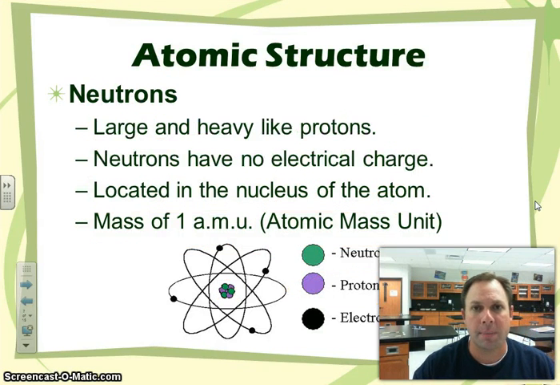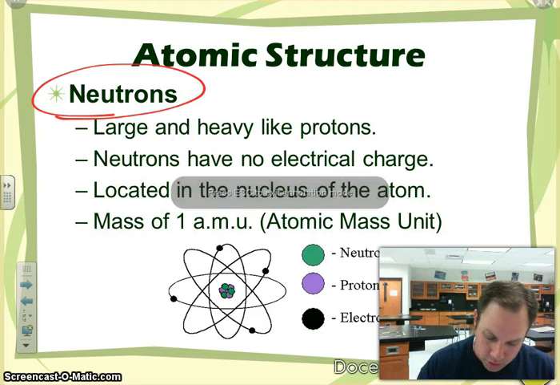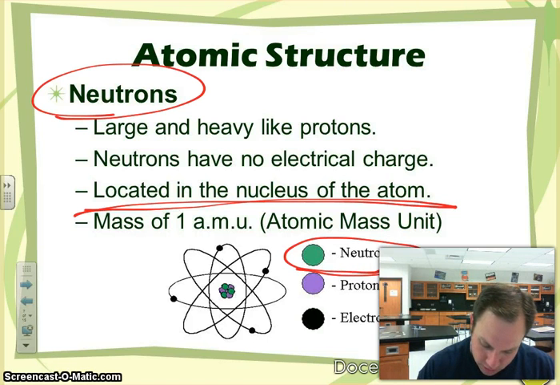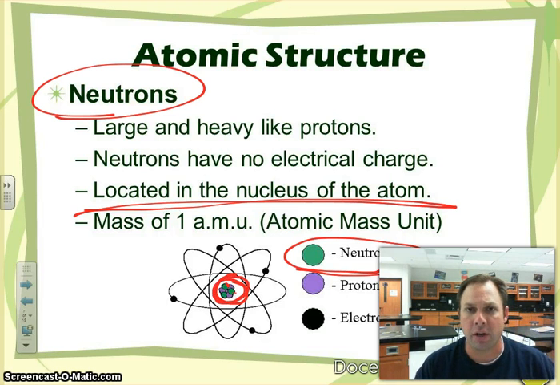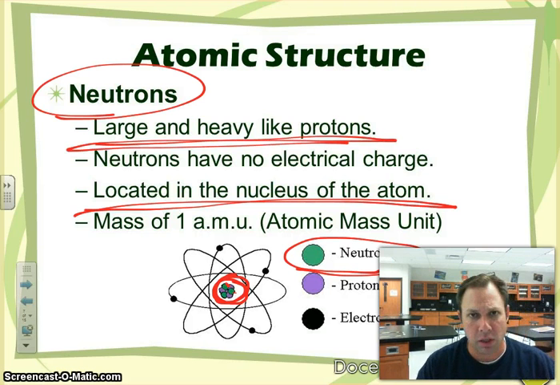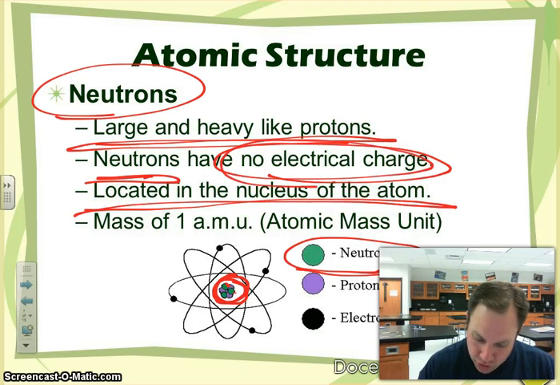Now the next subatomic particle is a neutron. Okay, a neutron. Now neutrons are also found in the nucleus of the atom. So we have our neutrons right here. You can see I got my little guys in the nucleus in the center of that atom. Neutrons are like protons in that they are fairly large and heavy when we compare those to electrons, which we'll take a look at just in a second. And neutrons have no electric charge.